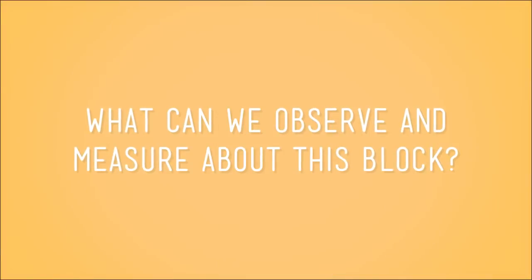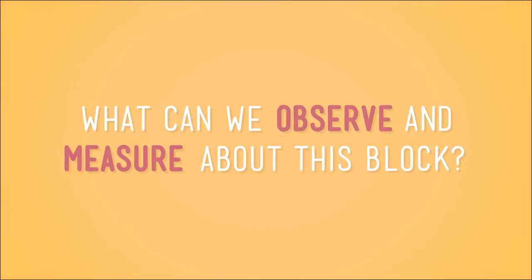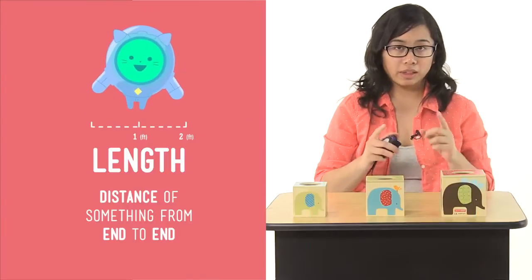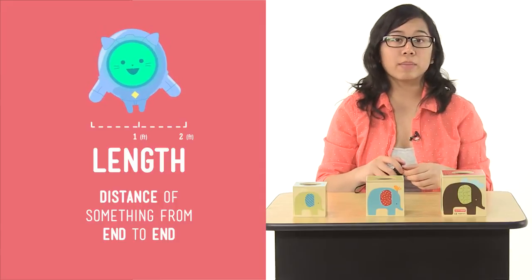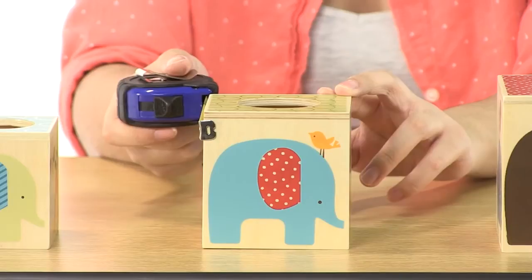Well, there are some properties that we can observe, but we can't really measure or describe them with numbers, like this block's color, or what it's made of, or even the fact that it holds its shape, which makes it a solid. So, a better question to ask might be, what can we observe and measure about this block? Let's start with the big one here. Length. Length is just the distance of something from end to end, and this block's length is 8.5 centimeters.